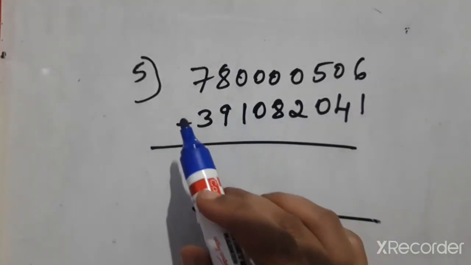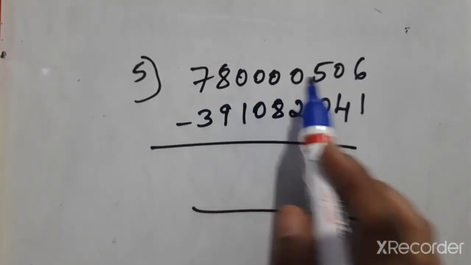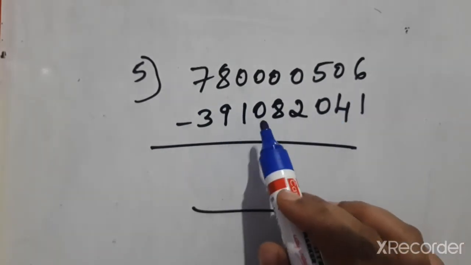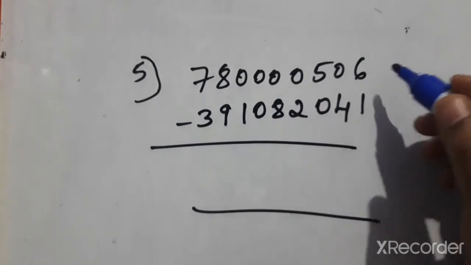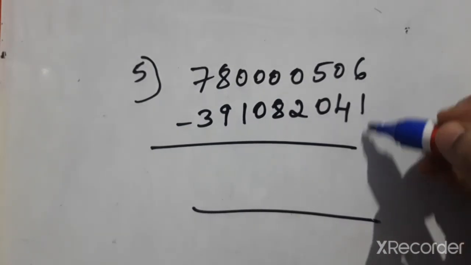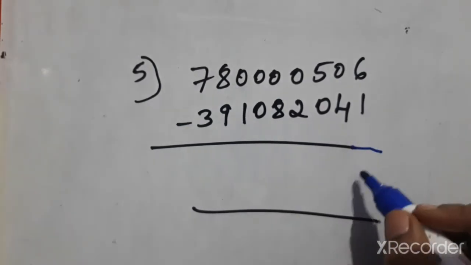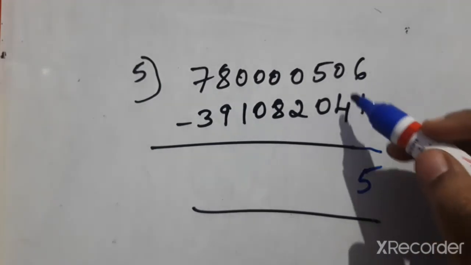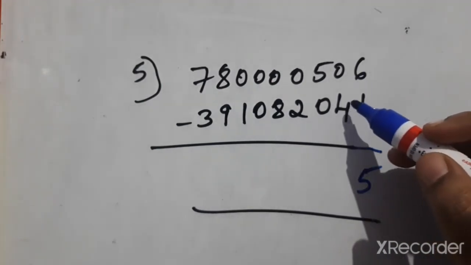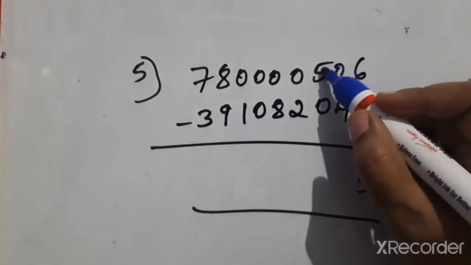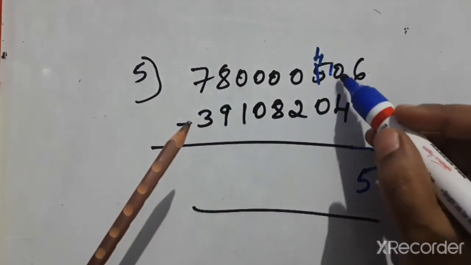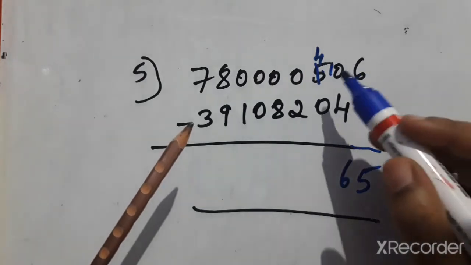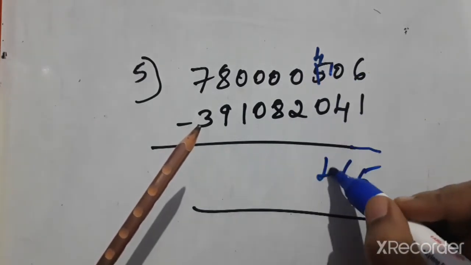Now next, the fifth one: 7800050639108204. We have to subtract starting from the right side. 6 minus 1 is 5. Now 0 minus 4, we can't subtract, so borrow 1 from 5. So here it becomes 10 and this 5 will become 4. Now 10 minus 4 is 6. 4 minus 0 means 4 only.